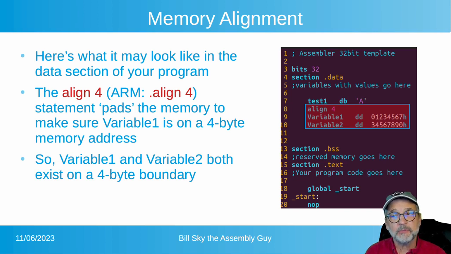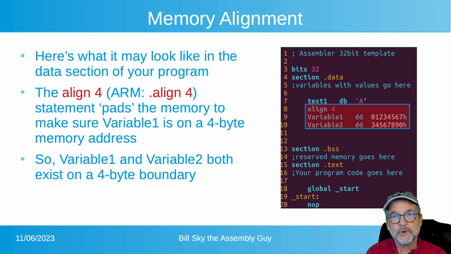Now, how do we know that variable 2 is aligned on a 4-byte boundary? Because variable 1 is 4 bytes. So variable 1 starts at a 4-byte address. It's 4 bytes long, thus variable 2 follows right after it, and it is 4 bytes as well. So that's align 4, and in an ARM processor, it would be a dot align space 4.